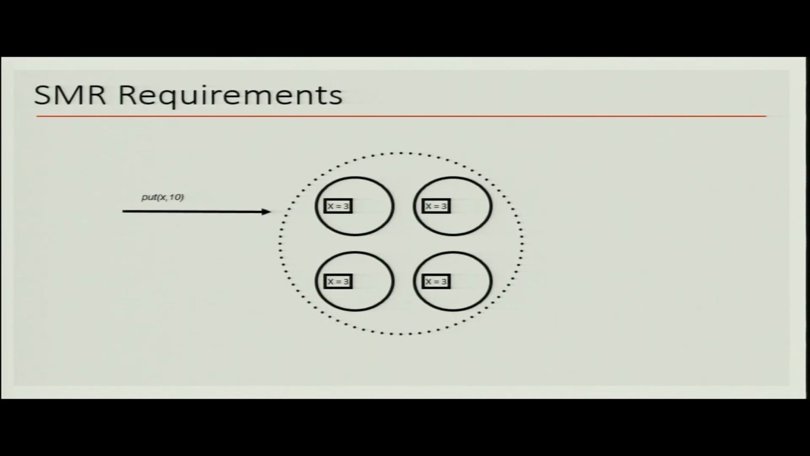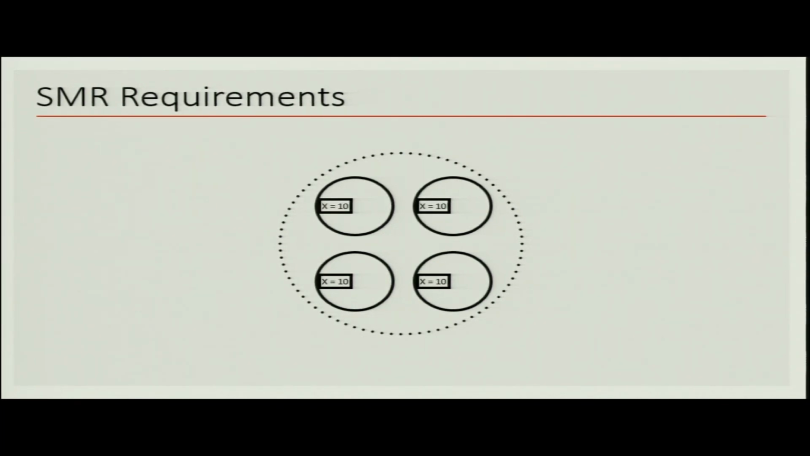Now, let us look at this scenario where x is 3 in each of the replicas. So, they are in the same state. Now, you send a command which says change the value of x to 10. If it is replicating state machines, then everybody should change it to 10. So, under normal circumstances when nothing fails, that is what you expect. So, this is good. Now, let us consider another scenario. You want to change x to 10 and that happens.